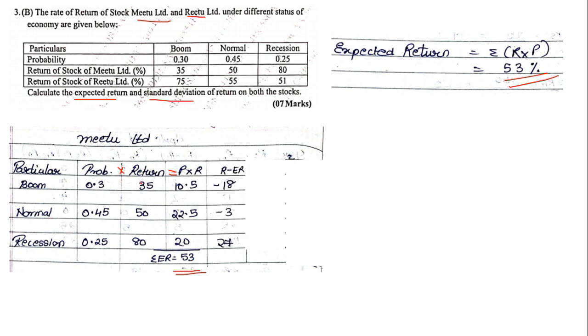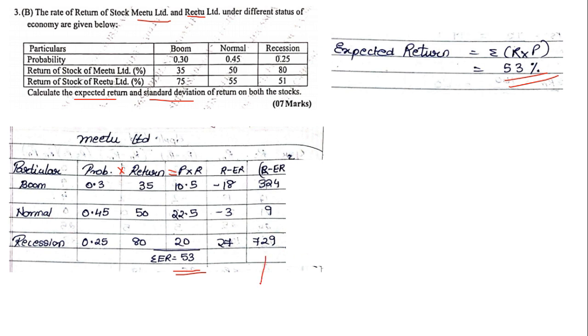So R minus ER, so that will be 35 minus 53, 50 minus 53 and 80 minus 53. So we get negative 18, negative 3 and 27. Next will be the square of whatever difference we got. So negative 18 squared, negative 3 squared, 27 squared. So we get 324, 9 and 729.